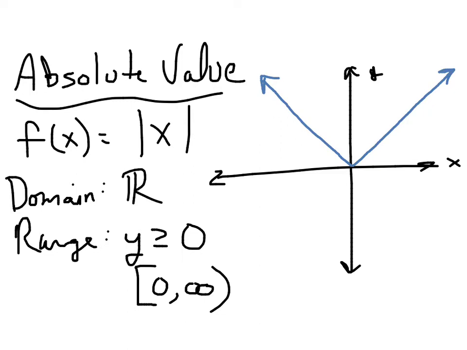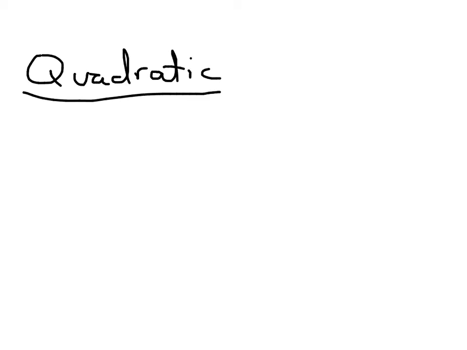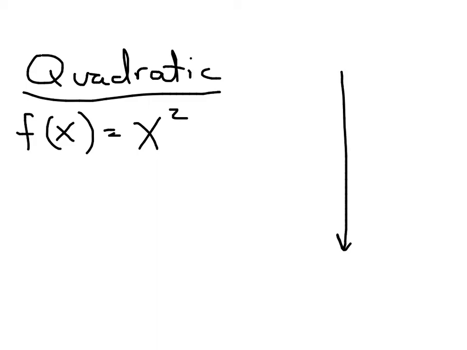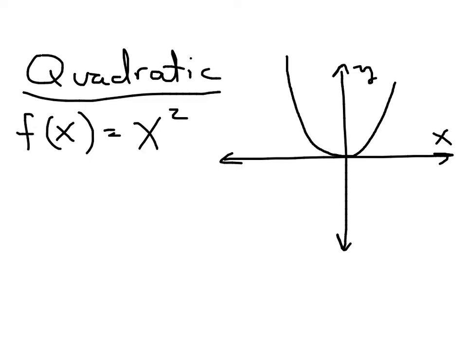And the last family that we're going to look at for this first section is the quadratic. And the parent is x squared. So now when you see a square on the x, it's going to be something different. It's not going to be a V. It's not going to be a line. It's going to be something that actually looks like a U. That's what the quadratic or x squared looks like.